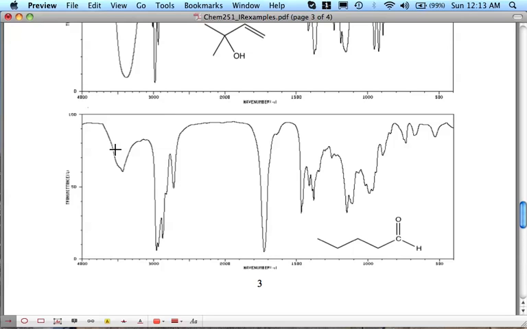Now, in the one that we had above, I won't scroll back up to it, but you can look, it didn't really show a very big peak there. But if your aldehyde isn't really clean, or if it was a humid day or something, you might pick up a peak in that area.